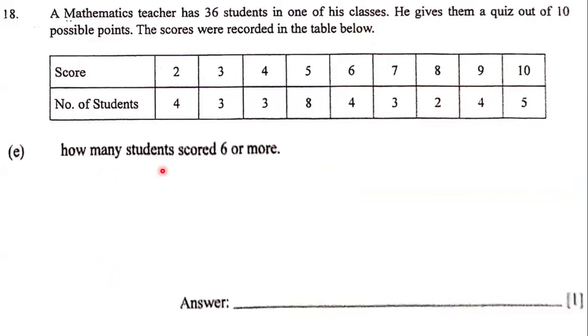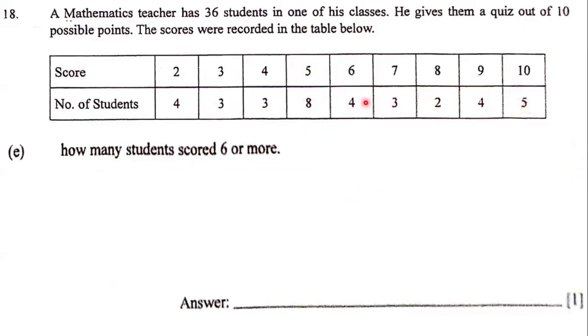Next, it says how many students scored 6 or more. How many students scored 6 or more? So we can't consider these students because they scored less than 6. Those scored 2, 3, 4, and 5. We can't consider these students here. We have to consider the students on this side.